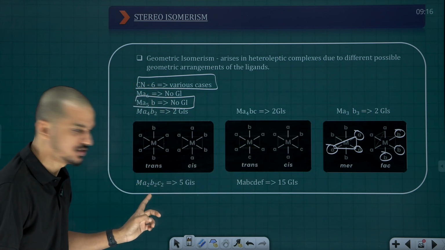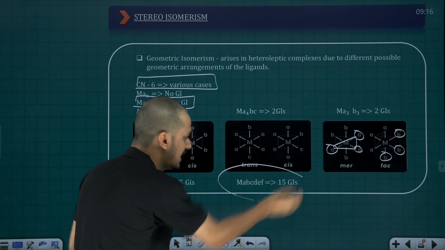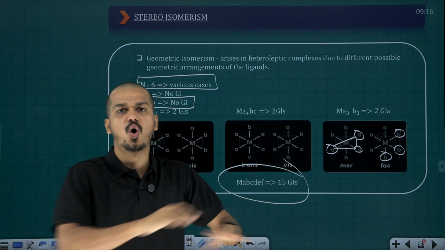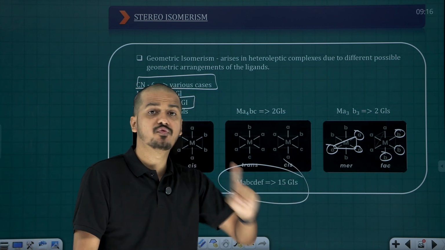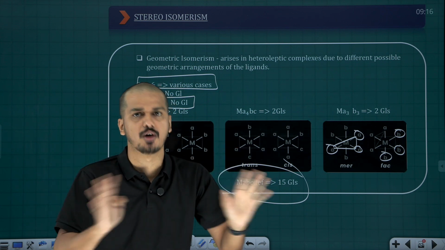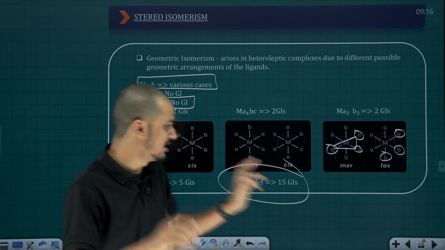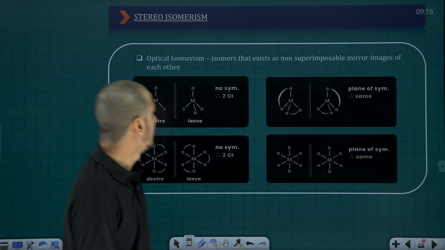And again Ma2b2c2: here 5 geometrical isomers are possible. As well as MABCDEF, where all ligands are different, 15 geometrical isomers are possible. How many? 15 geometrical isomers possible. Those numbers you have to keep in mind. Ready guys? Yeah. We can move to the next idea.